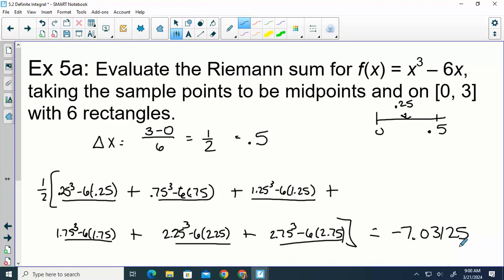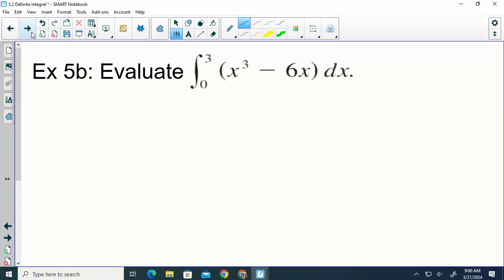Alright, let's do another. I keep trying to throw these in, I keep cycling back to them because they're the long ones. This time I'm just asking you to evaluate the integral. So no midpoint, no set number of rectangles, the true value. What do I do?